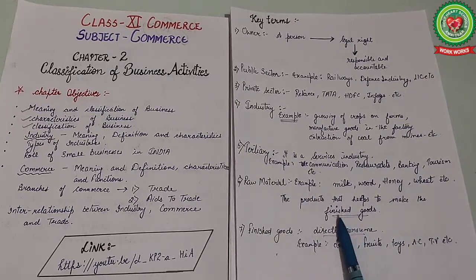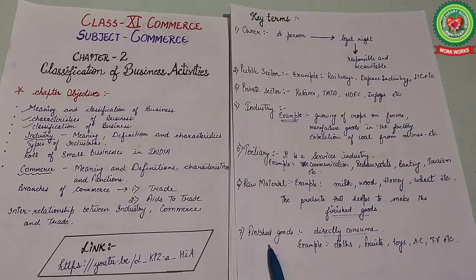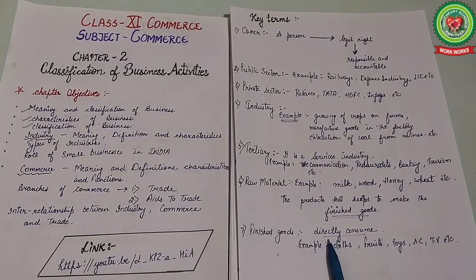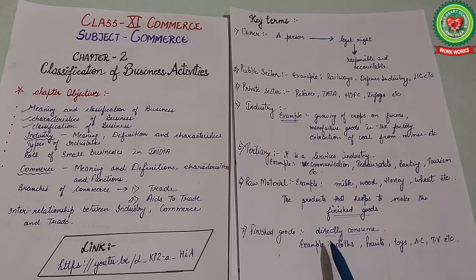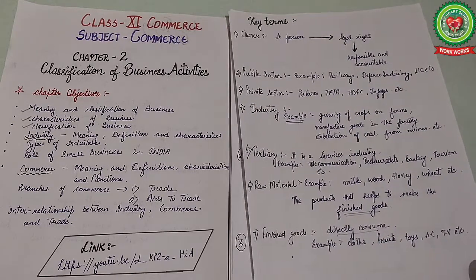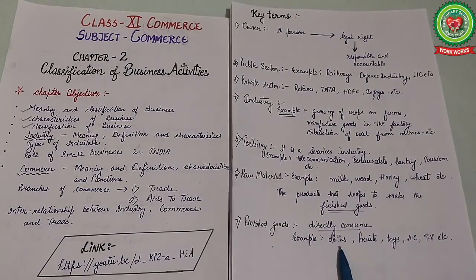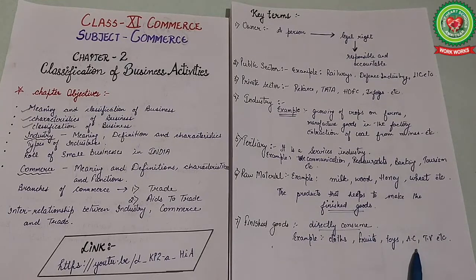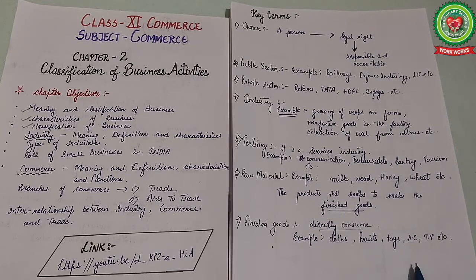So the question arises: what are finished goods? Our next key term defines that finished goods are those goods that are directly consumed by the consumer. That is why it is known as finished goods. For example, clothes, fruits, toys, the TV that we watch. What are these? These are the things that are directly consumed by the consumer, and no further production is involved. So I hope you are clear with the key terms.